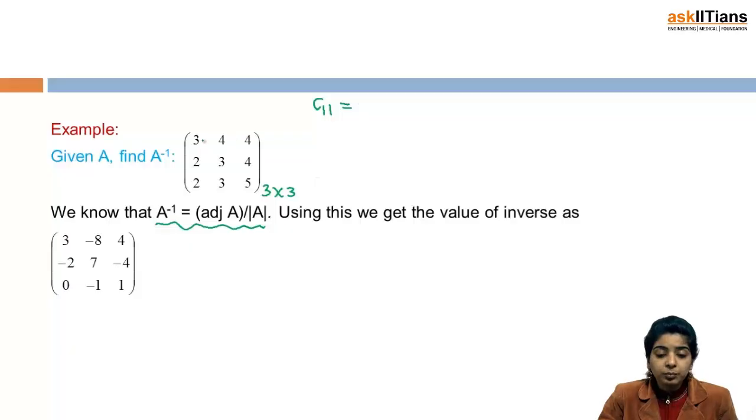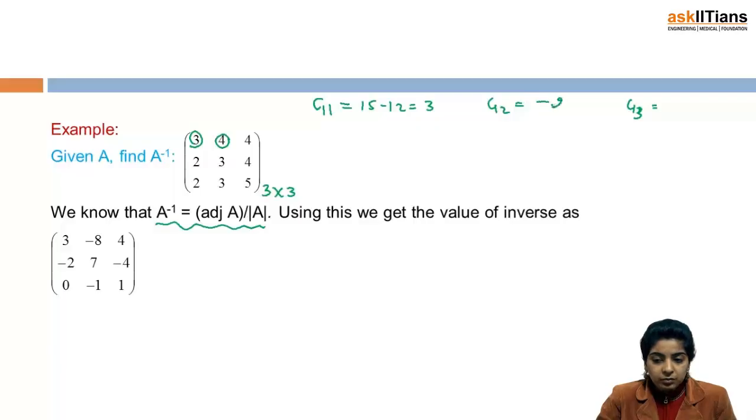So first of all, we compute the cofactors C11, and that will be equal to 15 minus 12, that comes out to be 3. Similarly C12 and C13. Now C12 is this element, so that will come out to be minus of 10 minus 8, that is minus 2. Then C13 we have will come out to be 6 minus 6, that is 0.